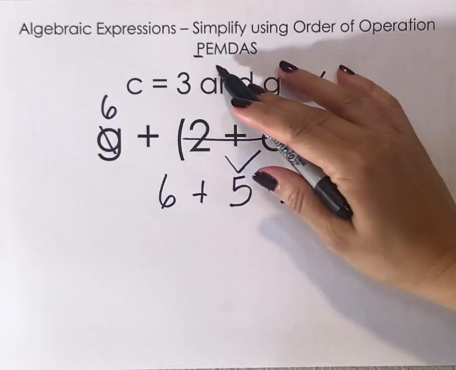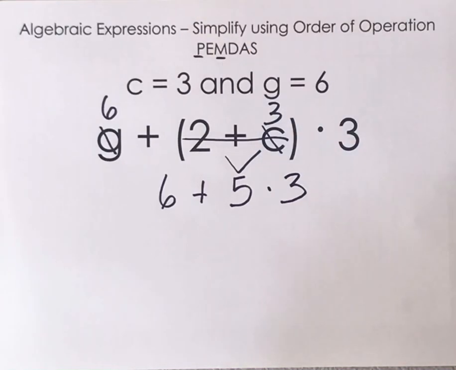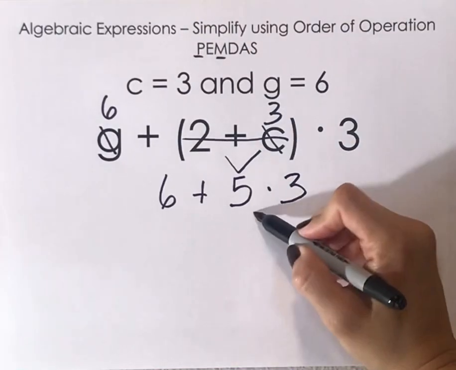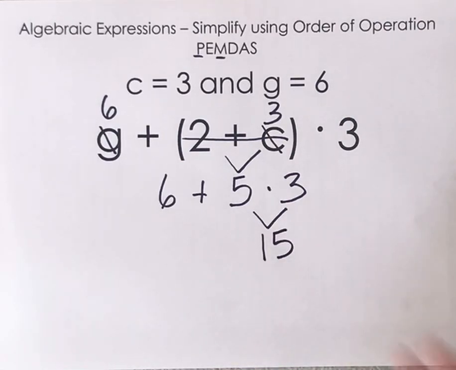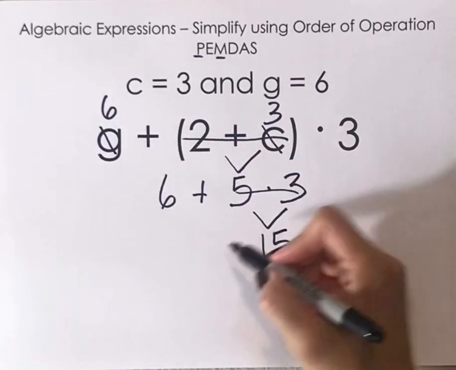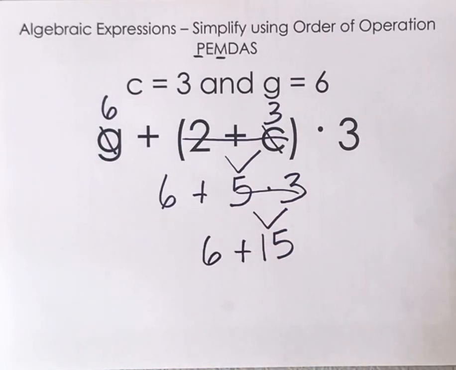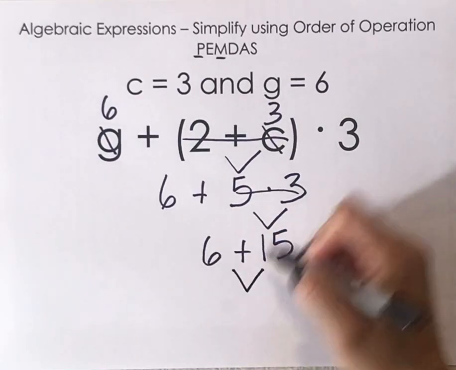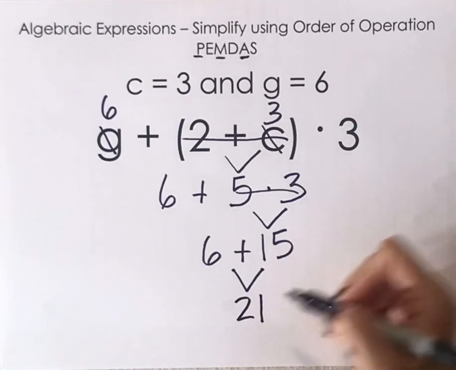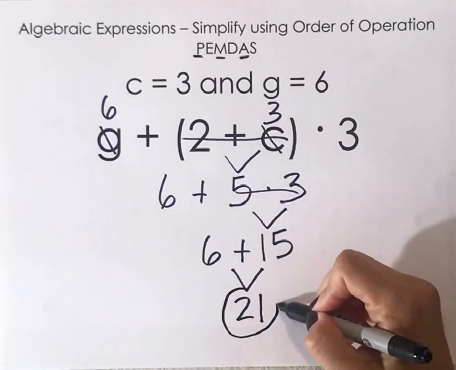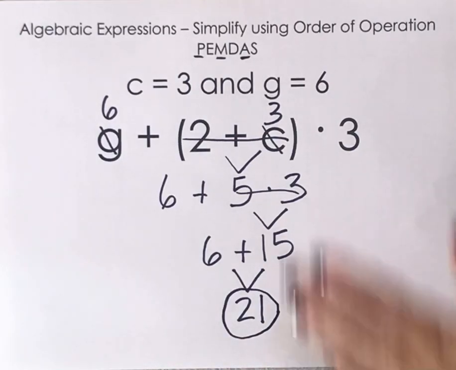Then I'm going to look here. The next thing I have is multiplying. So now I'm going to multiply. 5 times 3 is 15. And then I'm going to bring the 6 down because that's gone. So now I'm going to do 6 plus 15. And since that's the last step here, I'm going to now add 15 plus 6. And 15 plus 6 is 21. And then that becomes my answer to this problem.